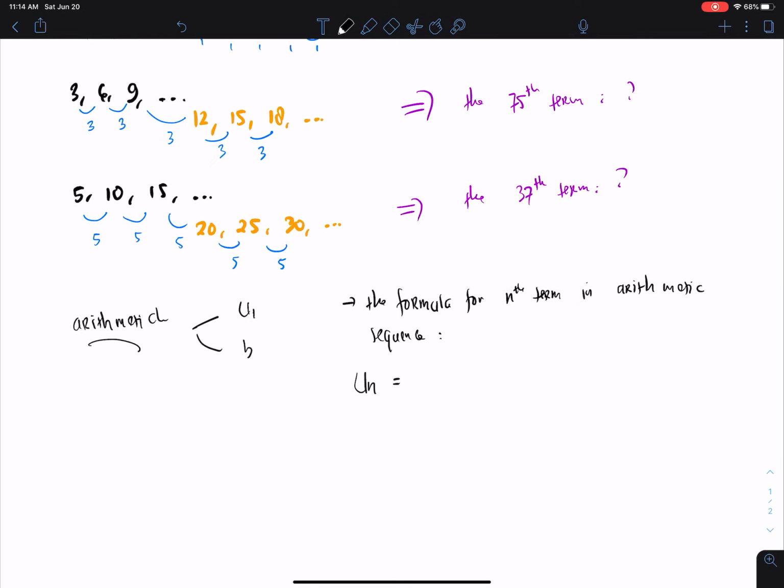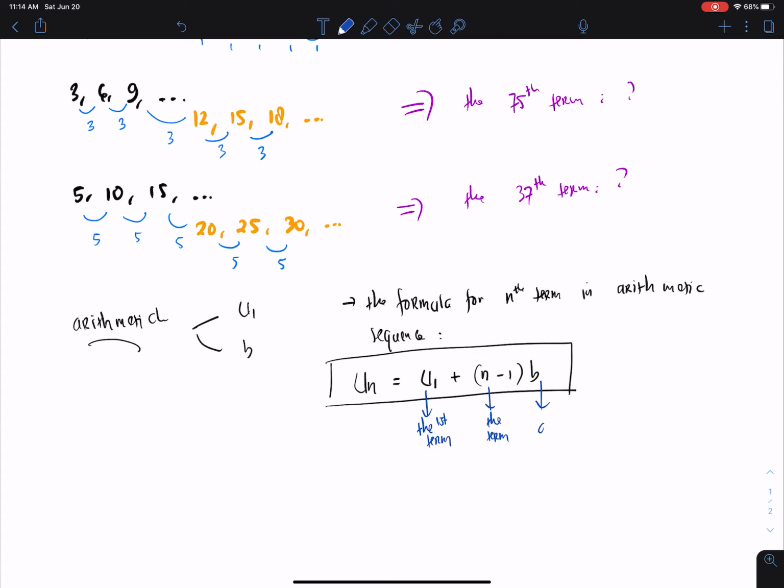Un equals U1 plus (n minus 1) times B, where U1 is the first term, n is the term that we would like to find out, and B is the difference between a term and the next one or the previous one.